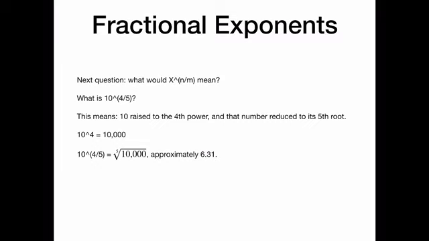Now, so we can work that out. What is 10 to the 4th power? It's 10,000. And what is the 5th root of 10,000? Here you need a calculator. And it produces the number approximately 6.31, because if you take 6.31 and multiply it by itself 5 times, you get to 10,000.